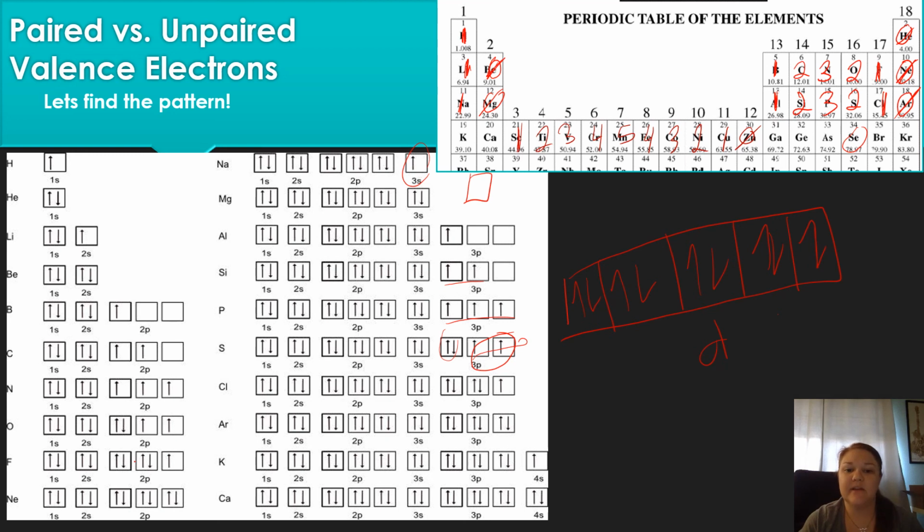And lastly, we looked at unpaired and paired electrons so that we can answer questions about our atoms based on their electron configuration. If you have questions, make sure you ask me in class and we can clarify any of this. Thanks.